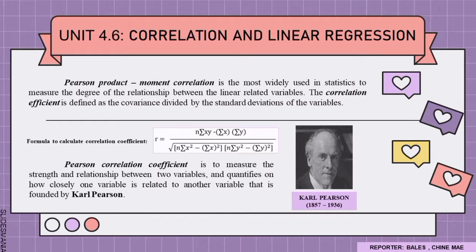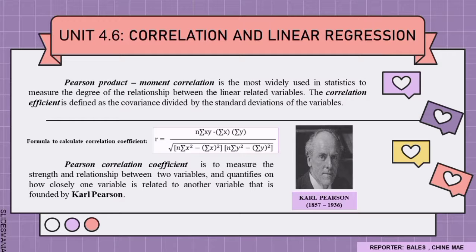So, the Pearson product-moment correlation is the most widely used in statistics to measure the degree of the relationship between linearly related variables. The correlation coefficient is defined as the covariance divided by the standard deviations of the variables. So, this is the formula to calculate the correlation coefficient.